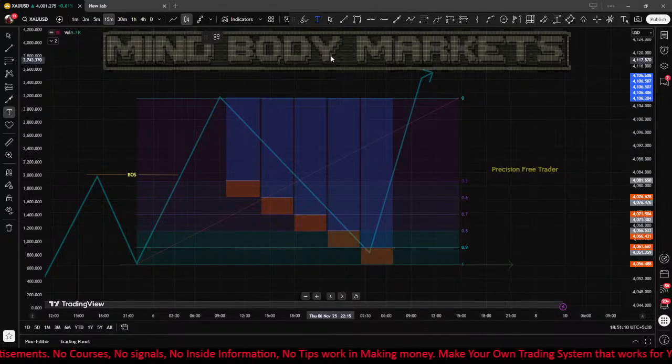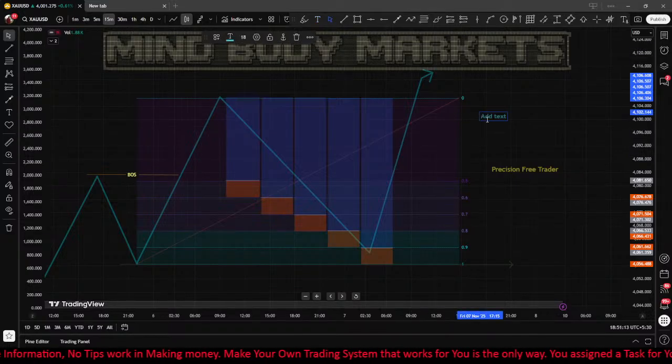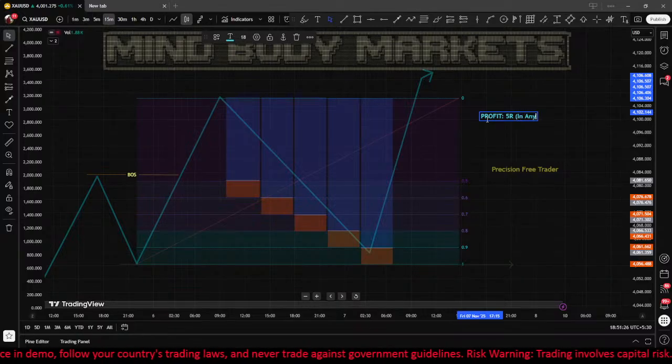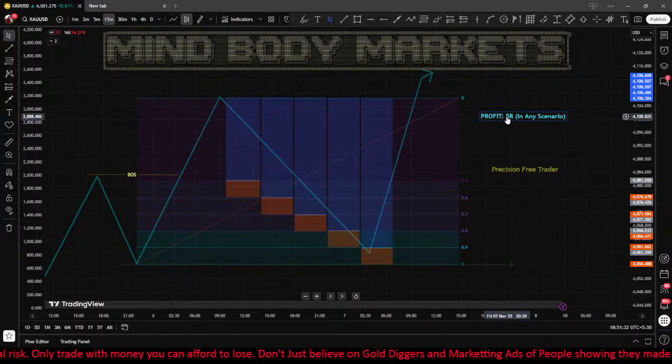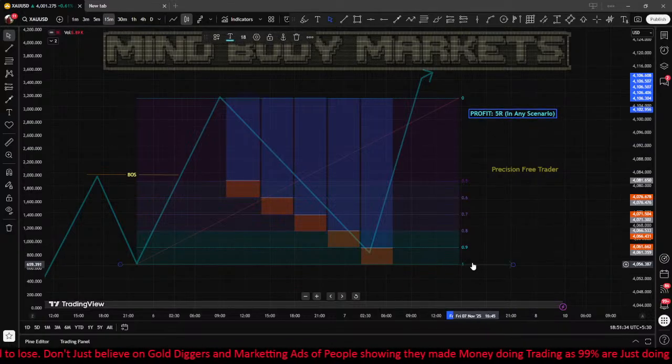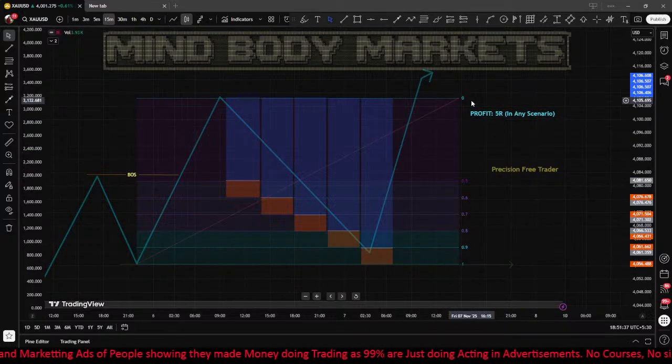see, make this note, okay? Your profit is 5R in all the cases, in any scenario. So you got my point. This is actually a 5R strategy of fib retracement. Why this will be a good one?